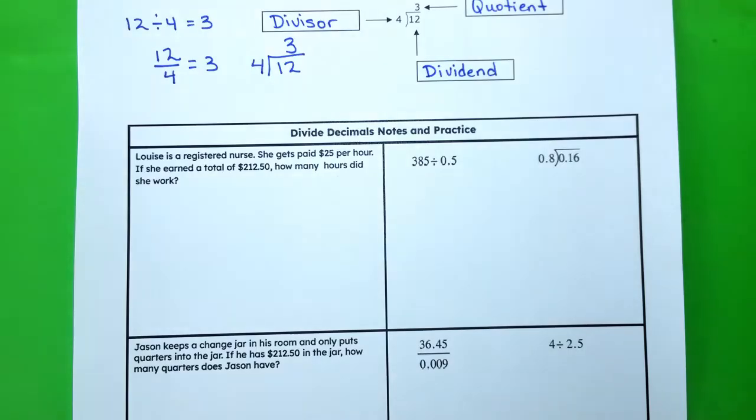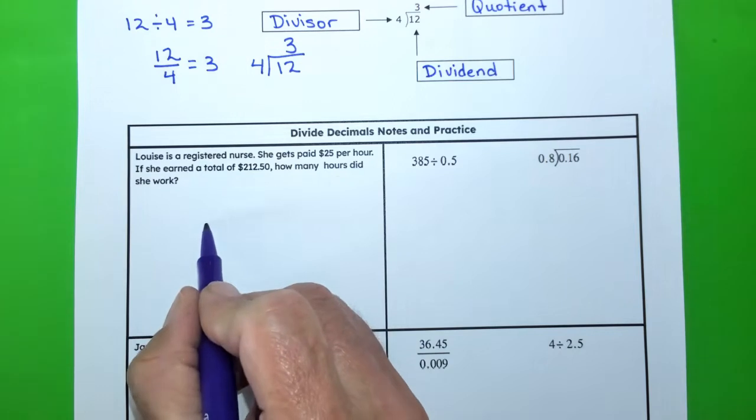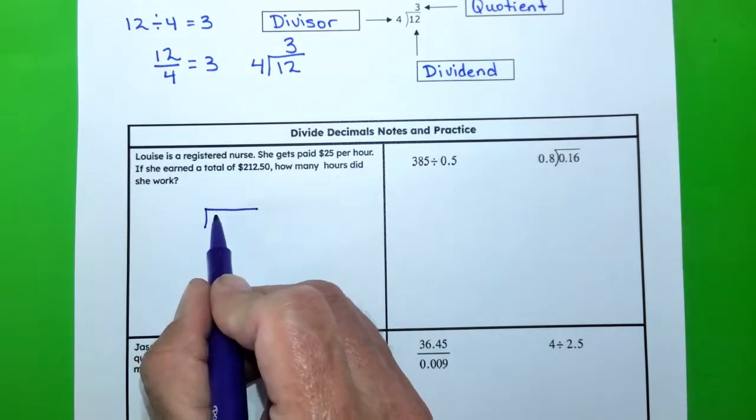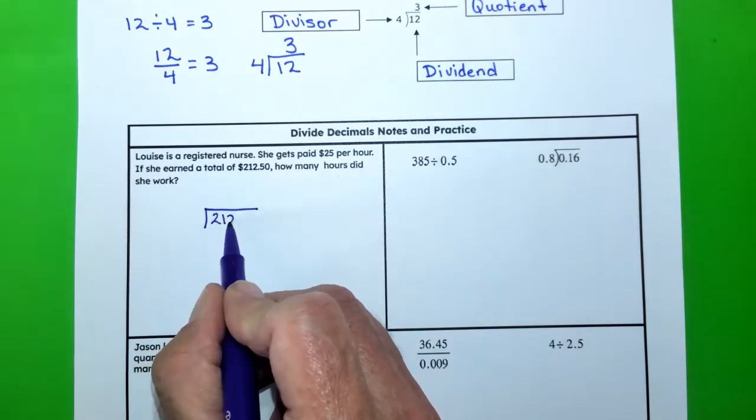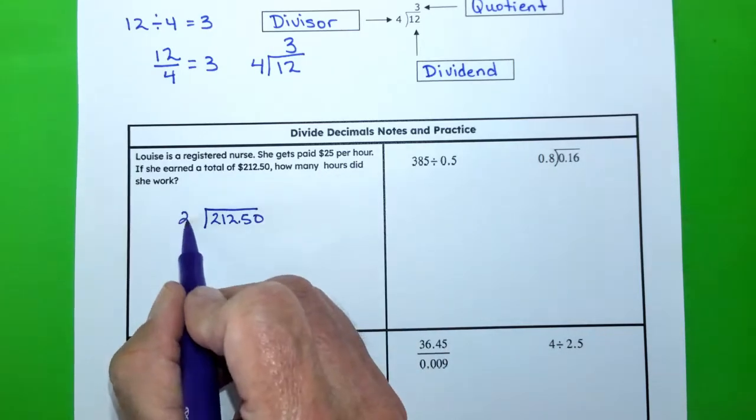Louise is a registered nurse. She gets paid $25 per hour. Pretty good. If she earned a total of $212.50, how many hours did she work? Okay, so what we're going to divide up is her total here. So I'm going to put the total in the house, 212.50, and the 25 goes outside.